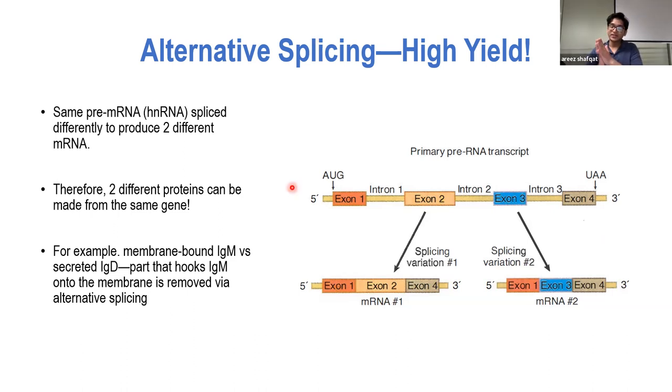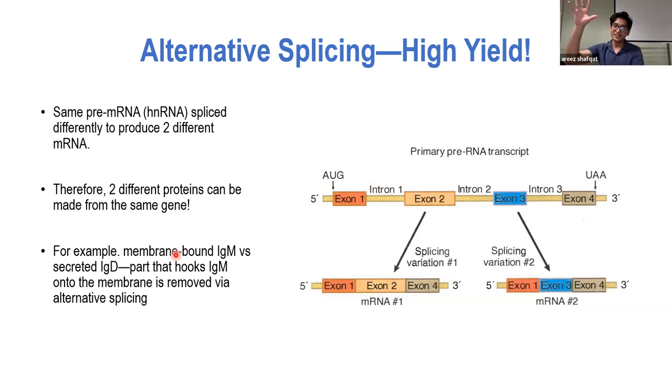So in summary, alternative splicing is removal of introns, and then the exons are joined in different combinations. This allows you to make different mRNA transcripts from the same precursor. All right, so an example of this is antibodies. You haven't taken immunology yet, but what you should know is that we have immune cells called B cells. These B cells produce antibodies when they recognize that there's an infection. But when there's not an infection, these B cells express antibodies on their surface.